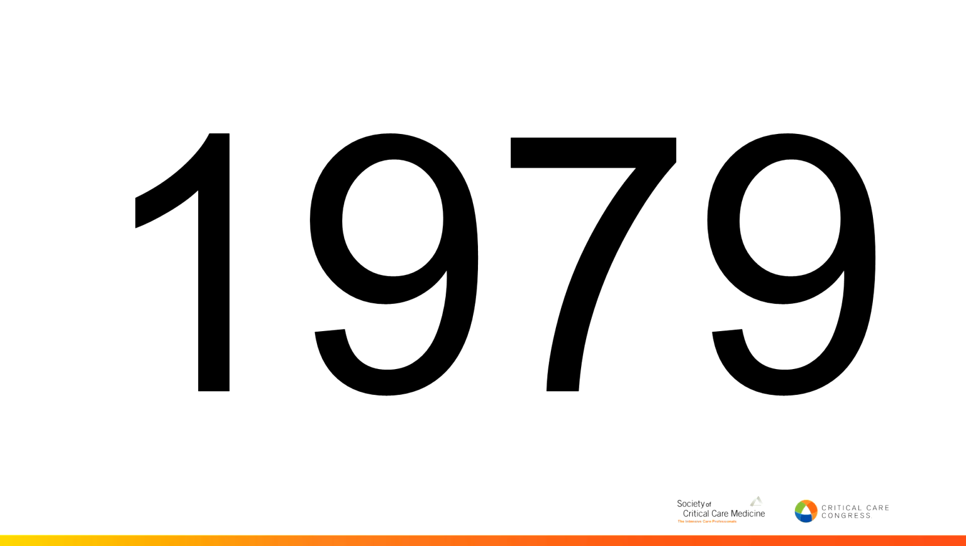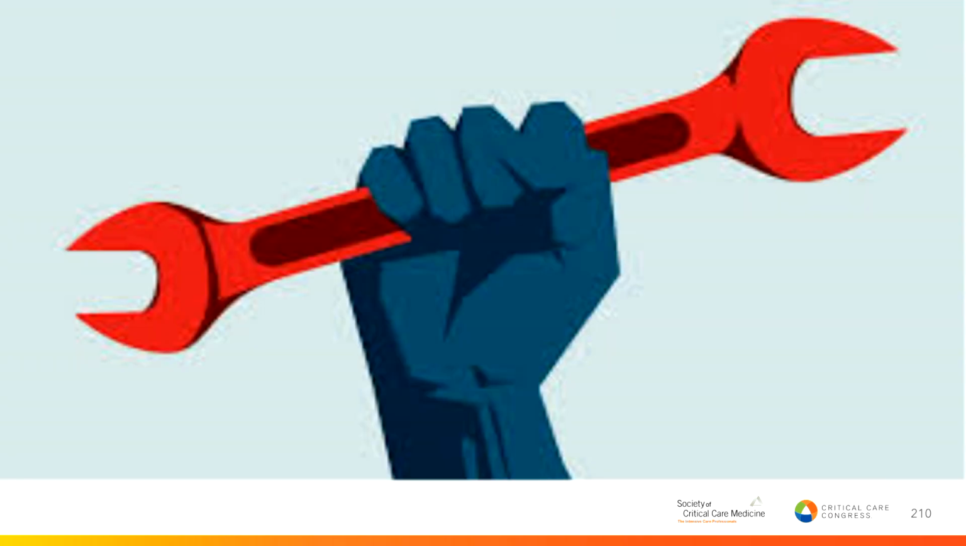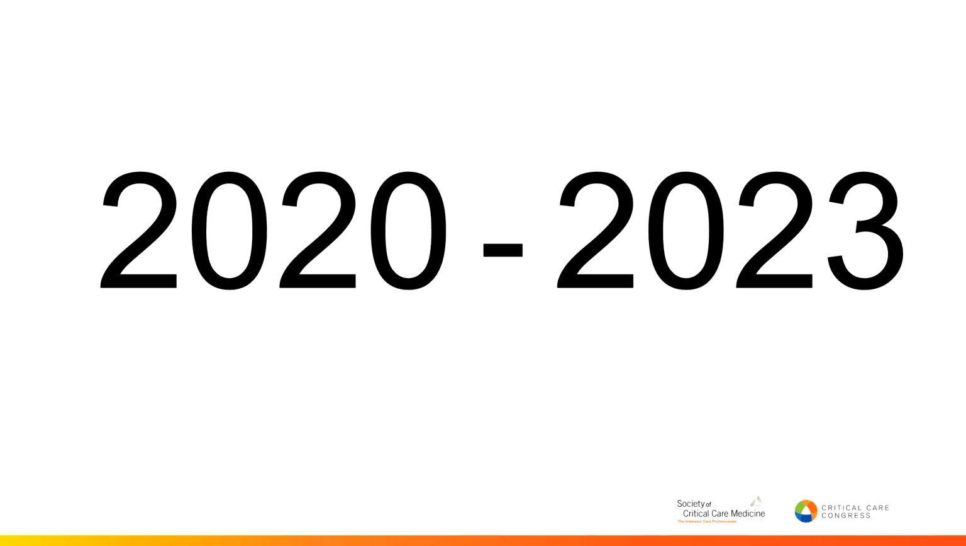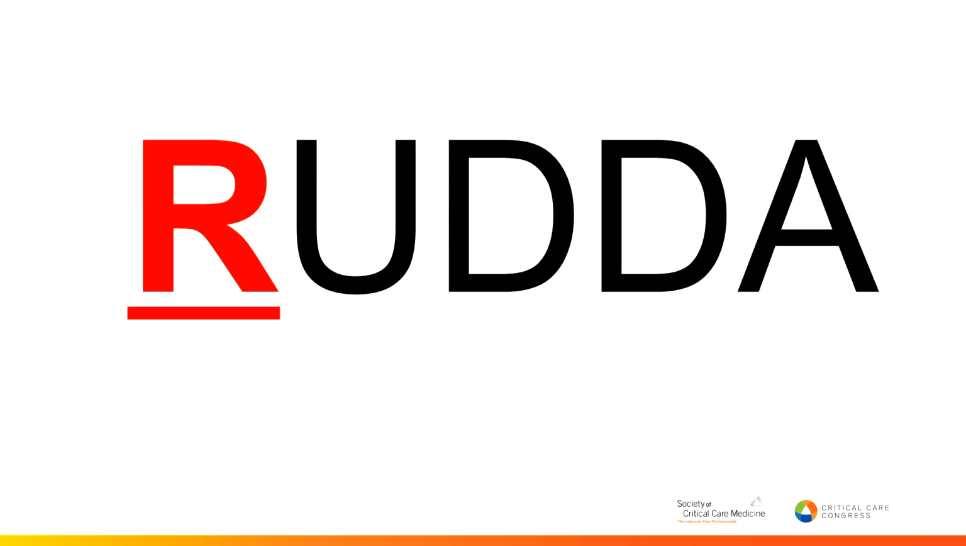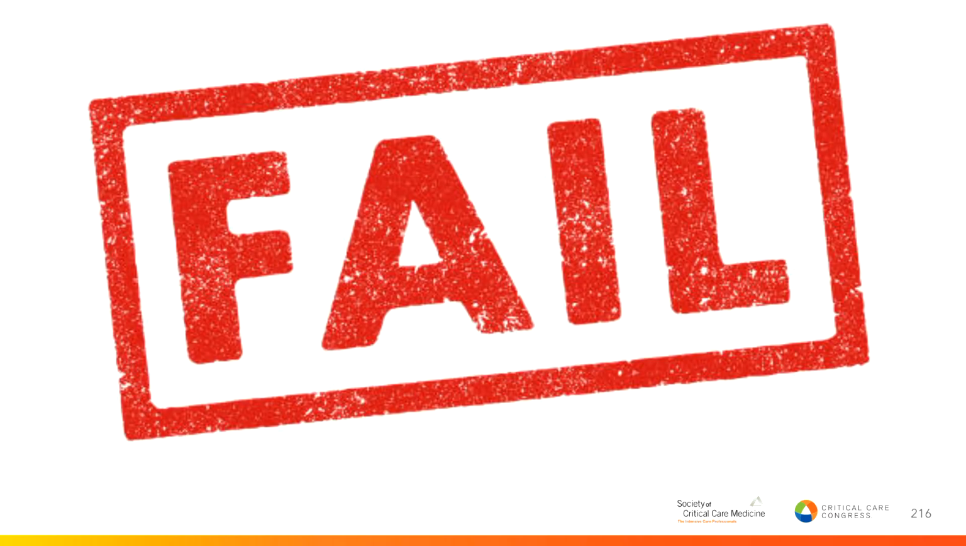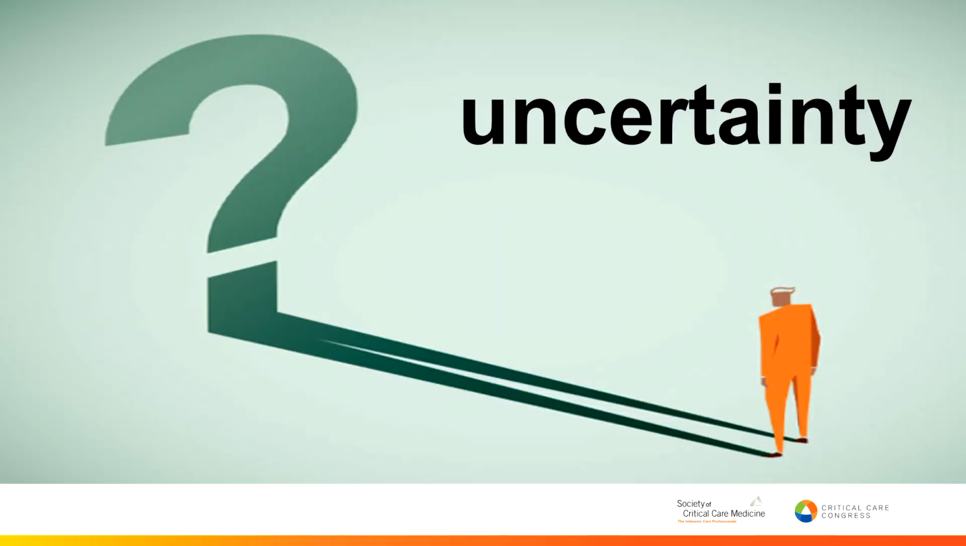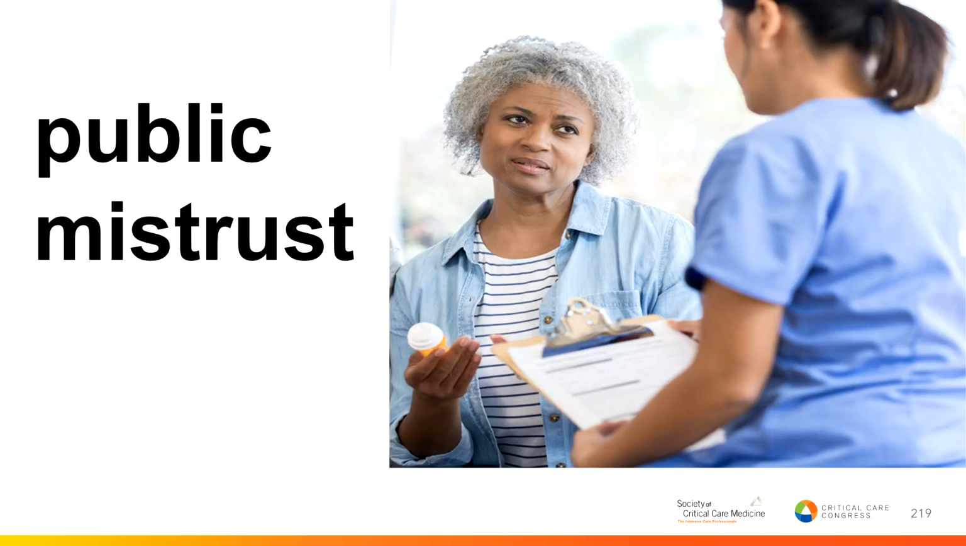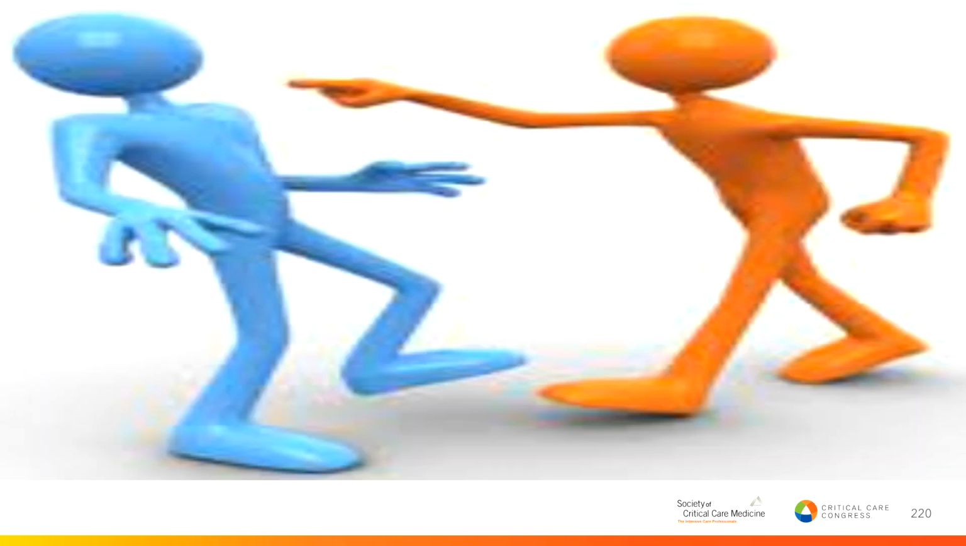In 1979, we had a similar problem. And so to fix it, Jimmy Carter brought together the task force that wrote the UDDA. So we thought, we'll take the same path to fix the problems of today. So between 2020 and 2023, we worked to create a revised Uniform Determination of Death Act, an RUDDA. But that didn't work out. So we are still left with some uncertainty and variability. And that creates public mistrust, and that creates conflict.